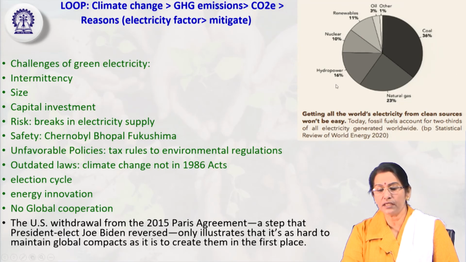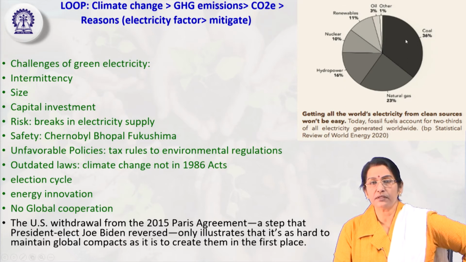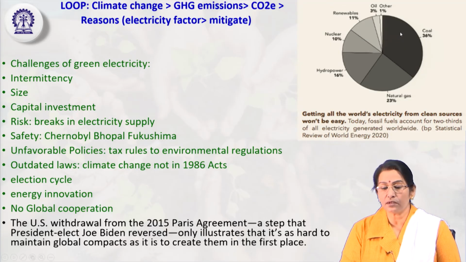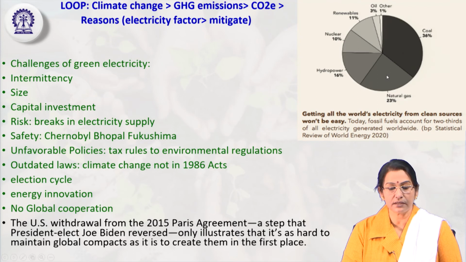As we can see, 36% of energy is being created from the coal sector, 23% natural gas, hydropower 16%, nuclear 10%, renewable 11%, and oil and other 3 and 1, that is 4%. So how do we increase these renewable energy sources, and decrease our dependence on coal energy or natural gas energy?